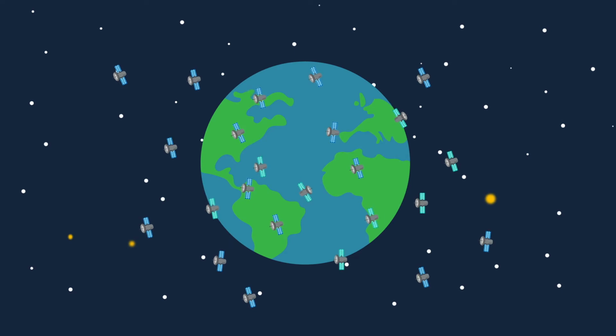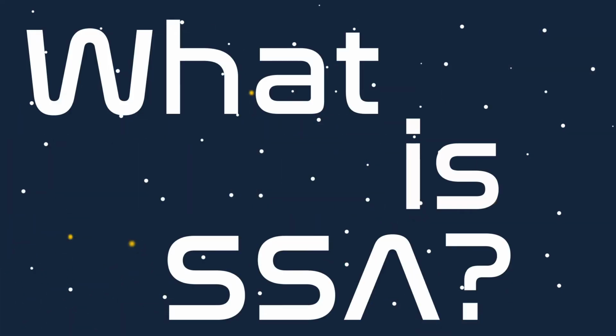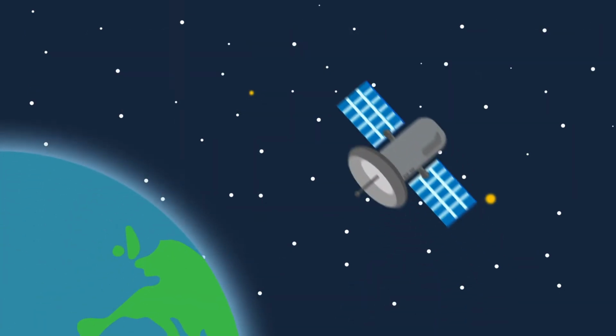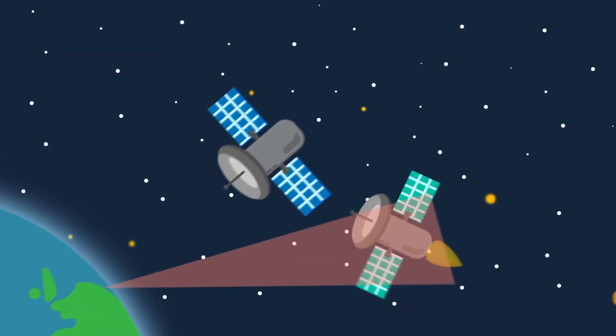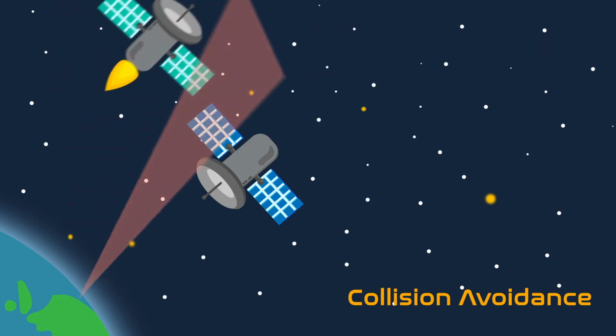There are many thousands of objects orbiting the Earth that pose a real threat to space assets. Space Situational Awareness, or SSA, provides the ability to detect and track these space objects to reduce the risk of space asset destruction by implementing collision avoidance techniques.